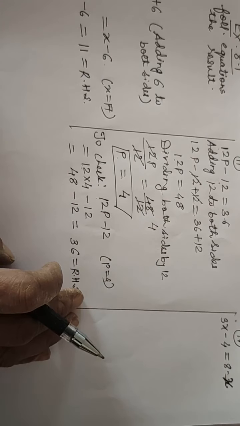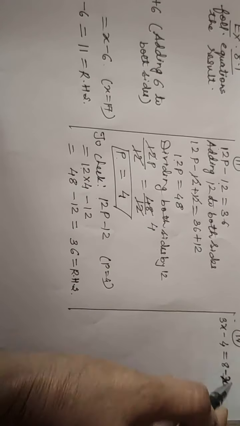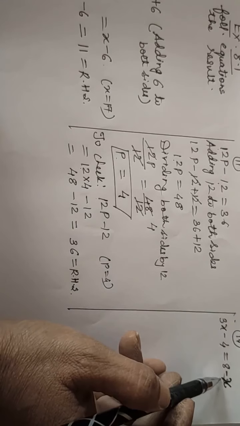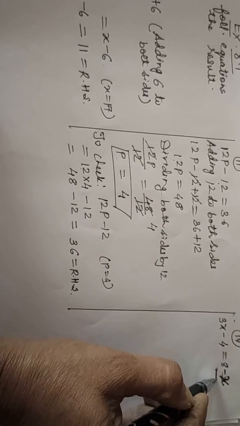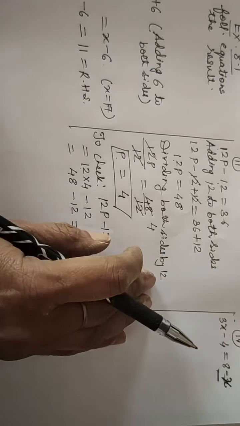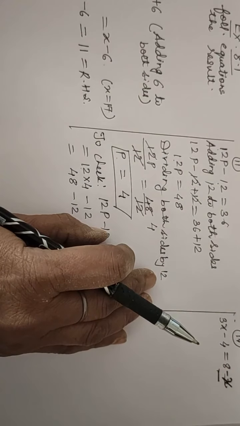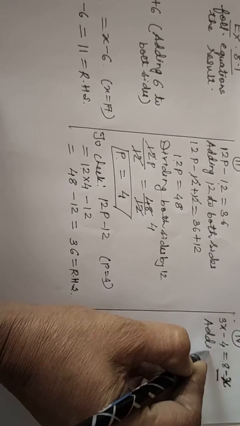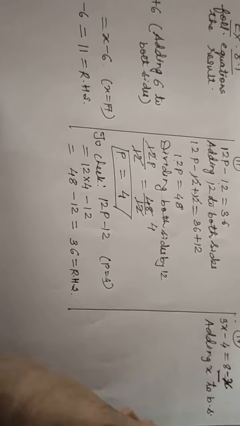So first of all, you want only one variable. So let's remove one variable. Any variable you can remove, it's your choice. Either you can remove 3x or you can remove x. So if I want to remove this minus x, what is the opposite of minus? Plus. So what will I write? Adding x to both sides.